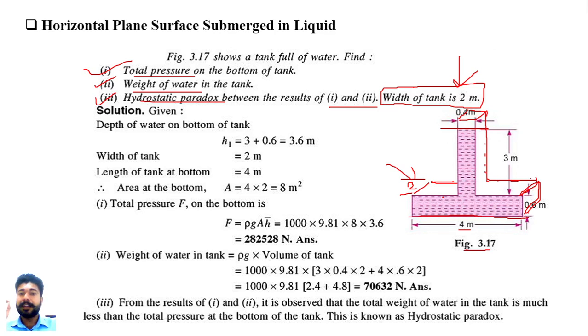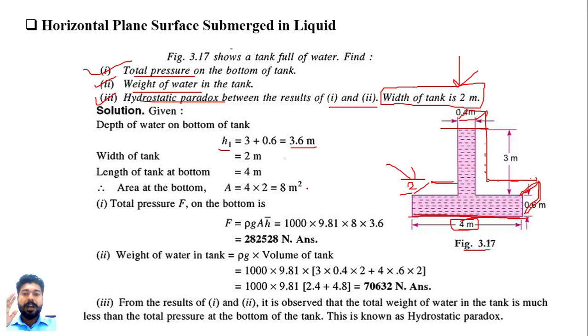Total pressure, that is again found on this horizontal plane surface at the bottom of the tank. First, we need to find the total height of the free surface up to the bottom of the tank. So the depth of water at the bottom of the tank, H1, equals this 3 meter height plus 0.6 meter, so the total depth is 3.6 meters. The width of the tank is 2 meters, and the length is 4 meters.